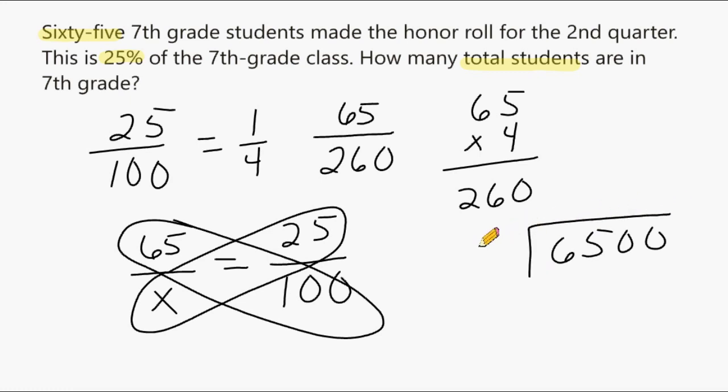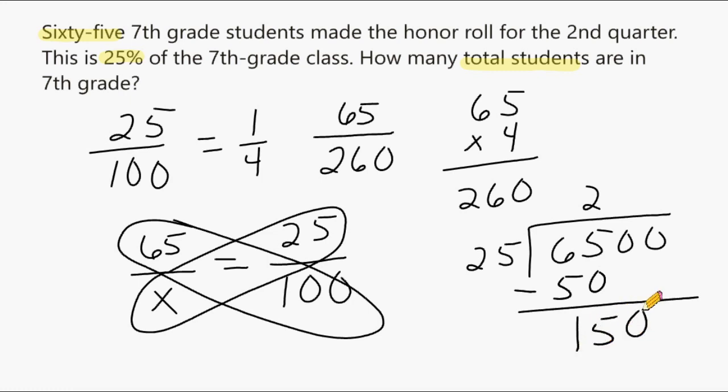So 25 can fit into 65 twice, which is 50. And 65 take away 50 is 15. And we bring down a 0, and 25 goes into 150 6 times exactly. And then we can just stick a 0 right here. So you can see that we came up with another way to figure out how many total students there are in the 7th grade.